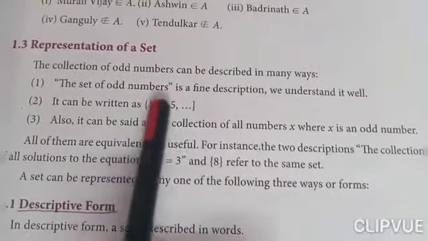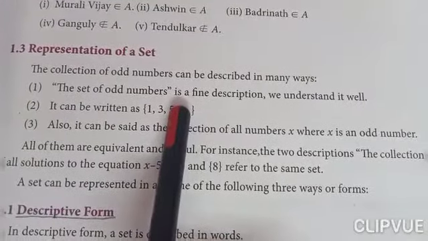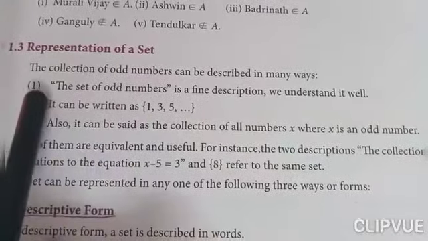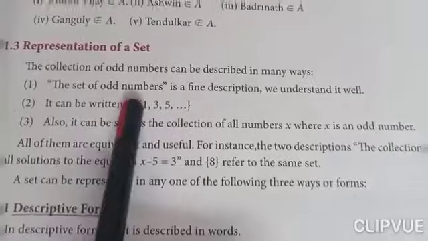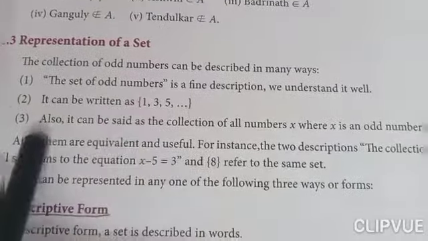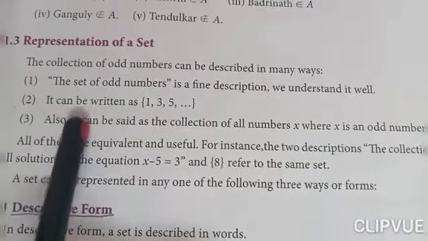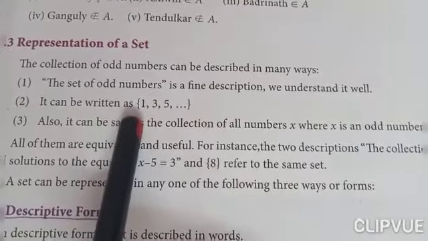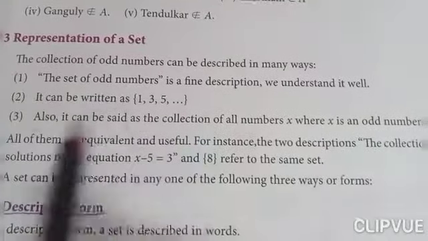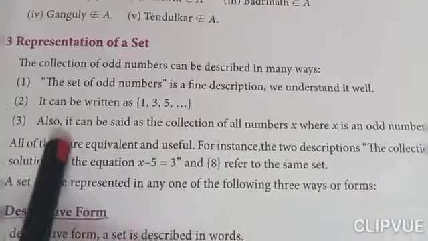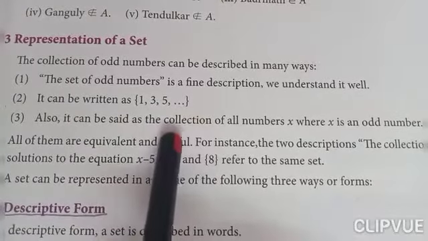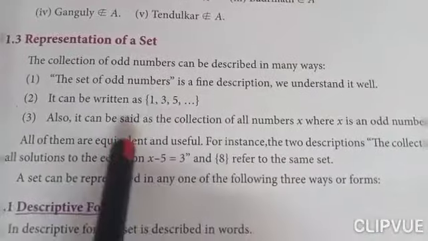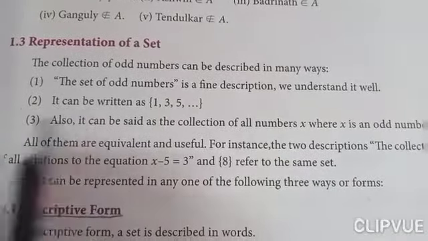The set of odd numbers is a fine description. Description means we are writing in words. Within the words we are expressing the set. After that, the same set we represented in the elements method, 1, 3, 5 inside the curly bracket. Also, it can be said as the collection of all x where x is an odd number. This method is also another set representation.